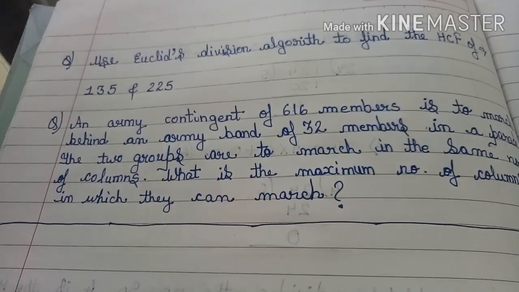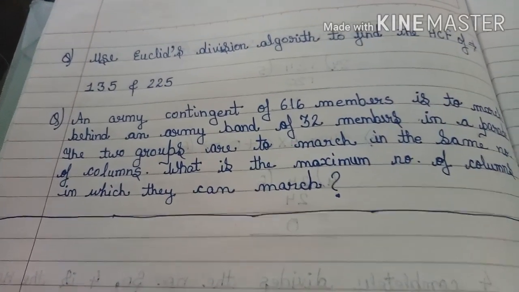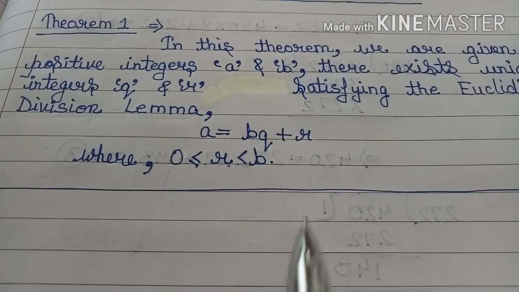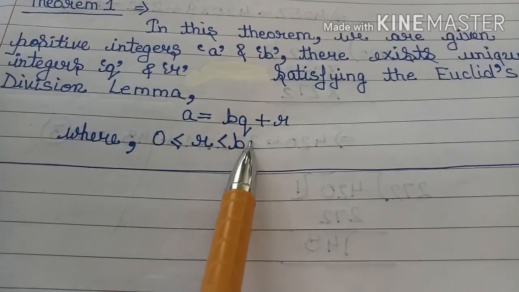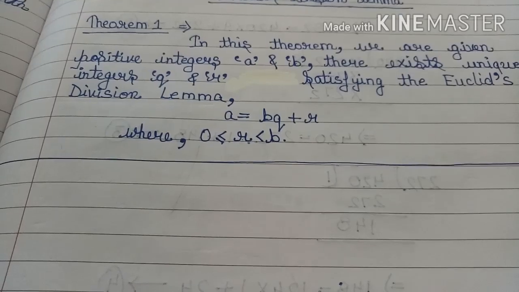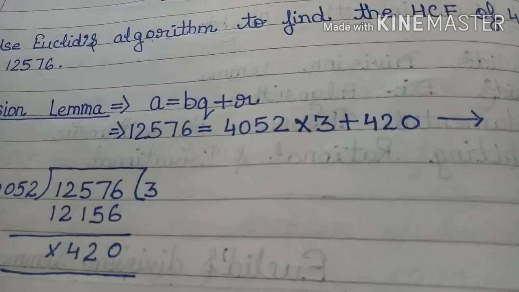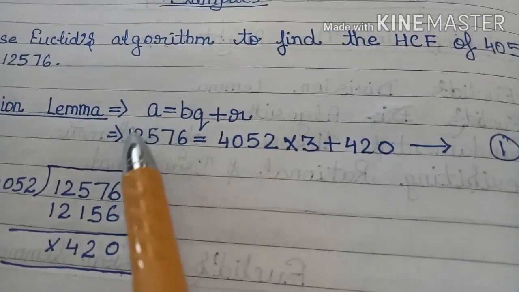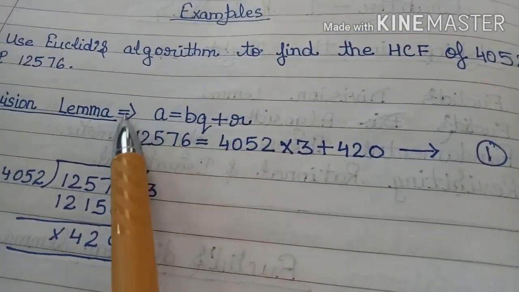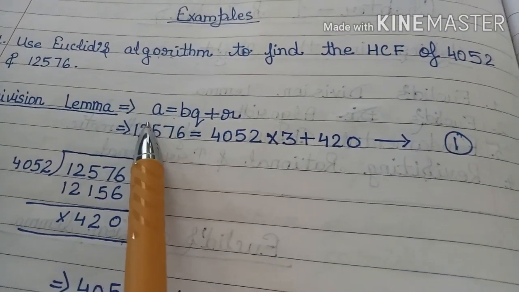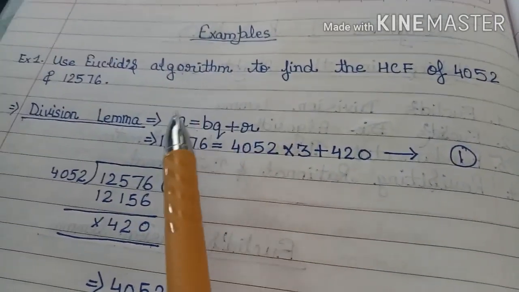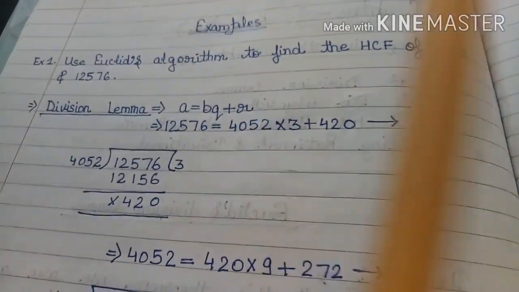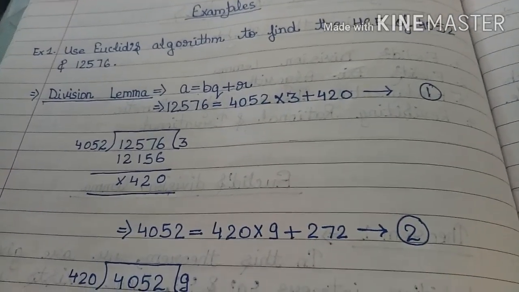Friends, before this I just want to take you all back just to revise what this theorem was. That was A is equals to BQ plus R, and as we did in this example, जो बड़ा नंबर था, जो ग्रेटर नंबर था, that was A, and जो smaller number था, that was B. This same thing we are going to apply in today's question.